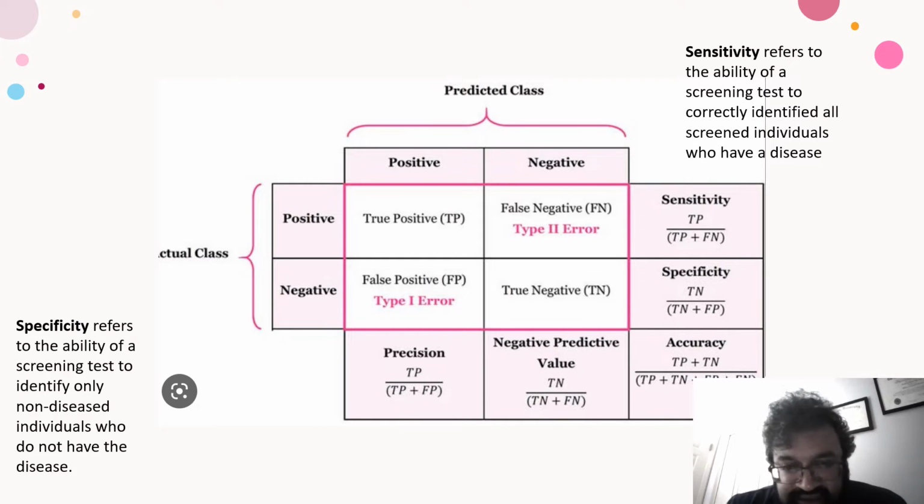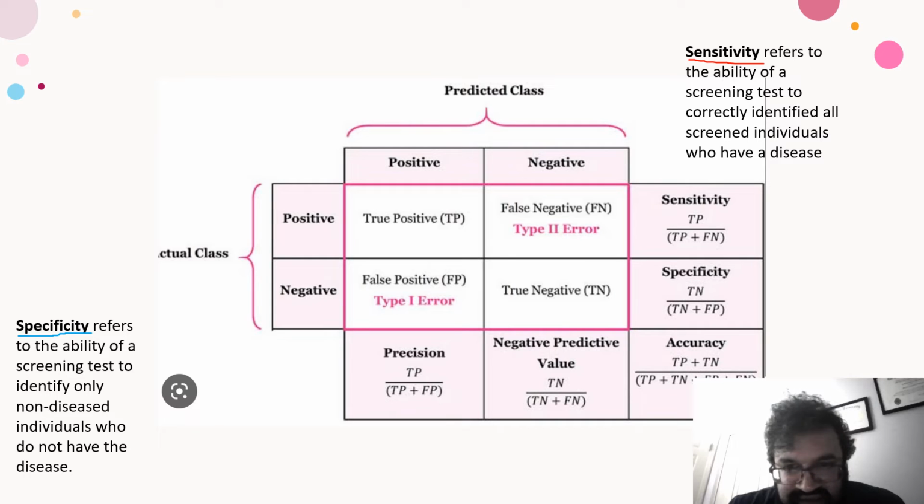In this matrix, there is sensitivity, which refers to the ability of a screening test to correctly identify all screened individuals who have a disease. I have the sensitivity formula right here, provided for your convenience. I'm going to have sensitivity in red, and then specificity down here in blue.